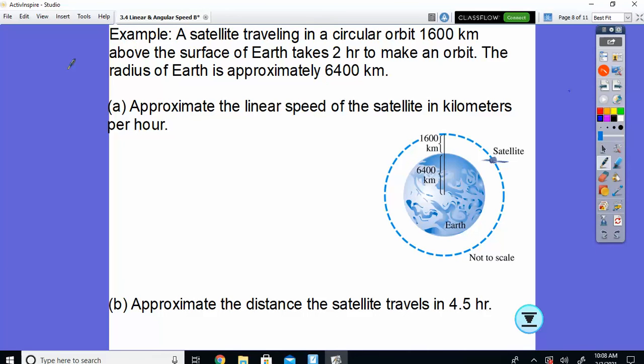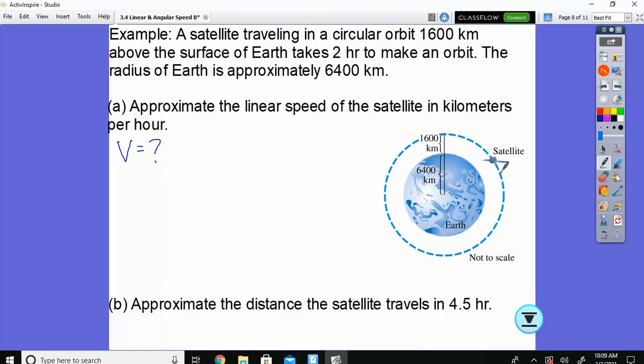Alright, a satellite traveling in a circular orbit 1,600 kilometers above the surface of the Earth takes 2 hours to make an orbit. The radius of the Earth is approximately 6,400 kilometers. Part A, approximate the linear speed. Linear speed is what? V. In kilometers per hour.